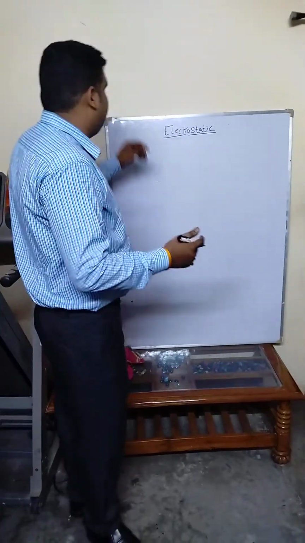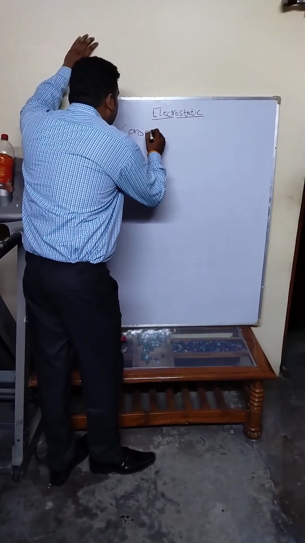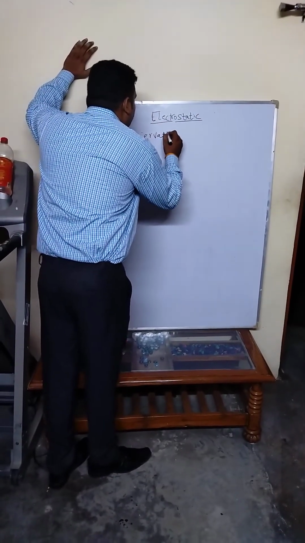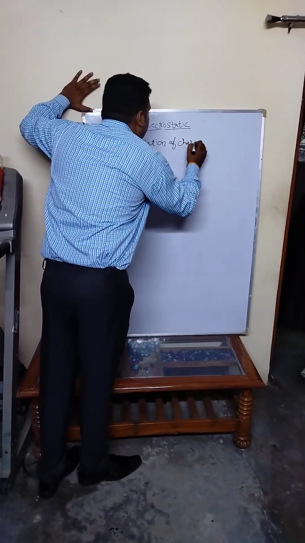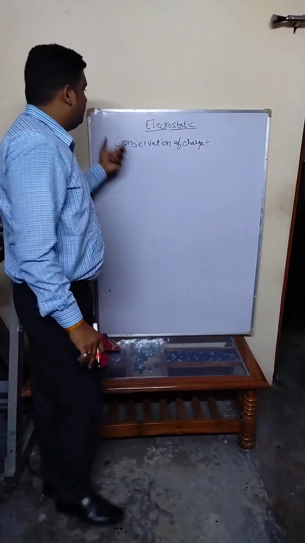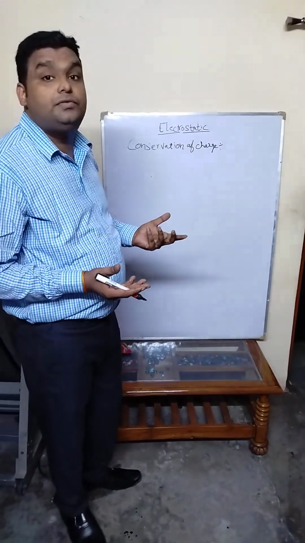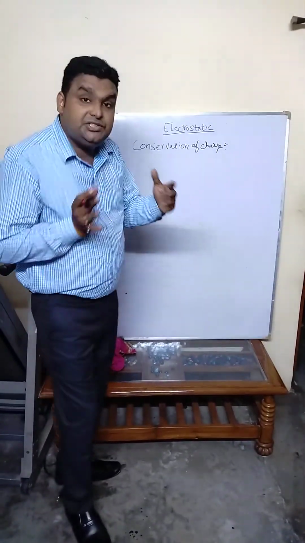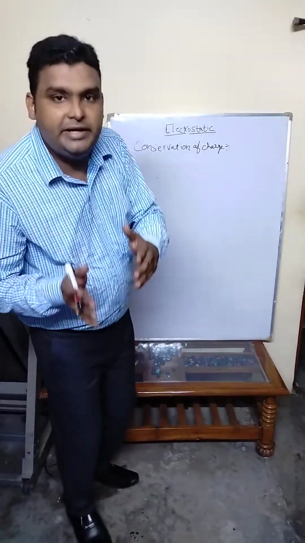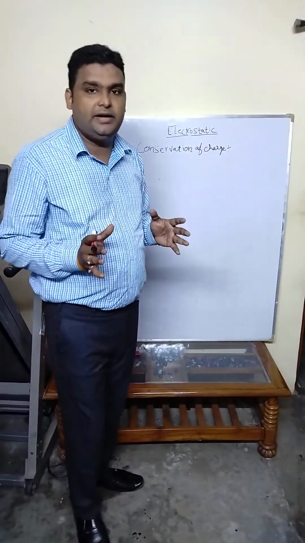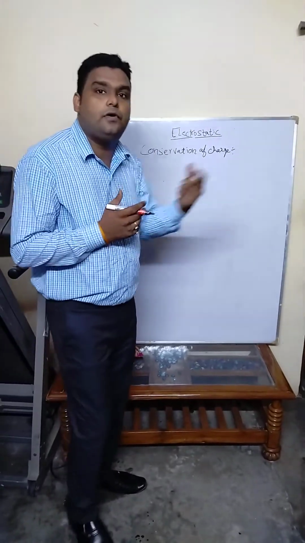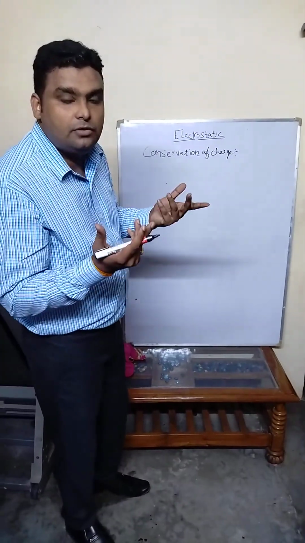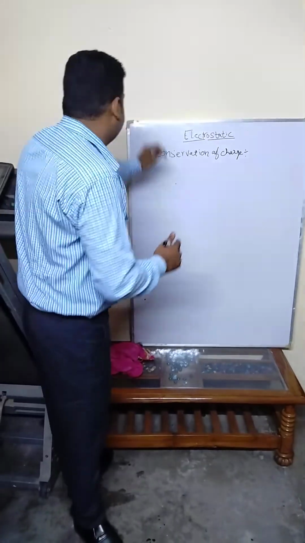So let's study the next topic, that is conservation of charge. So what does conservation of charge mean? That a charge cannot be created nor be destroyed. To understand, it cannot be created nor be destroyed. It can be transferred from one body to another body. That is called conservation of charge.